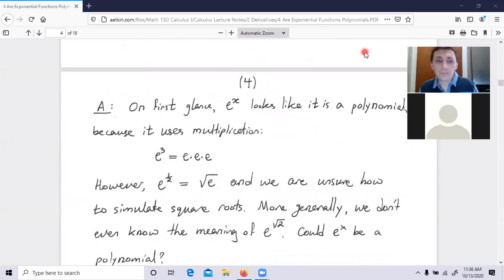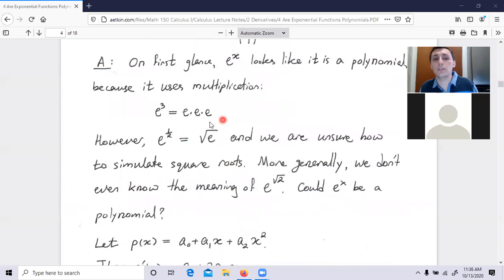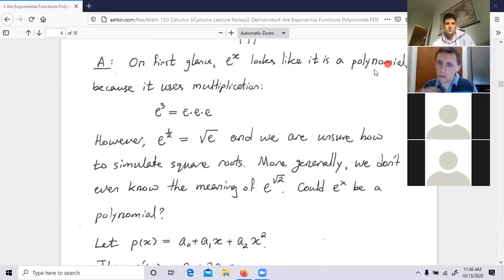So here, I wrote several objections. First of all, it's not obvious that e to the x is a polynomial, because e to the power of 3 is e times e times e. That's wonderful, it just carries out multiplication. But what about e to the 1/2? That's just the root of e, right? And roots, well, if it were just as simple as multiplication and addition, maybe you would have known what the root of 2 is, or at least how to carry out the calculation.